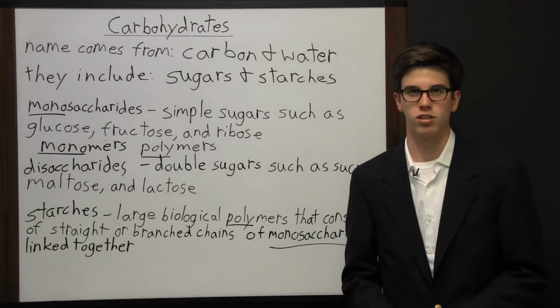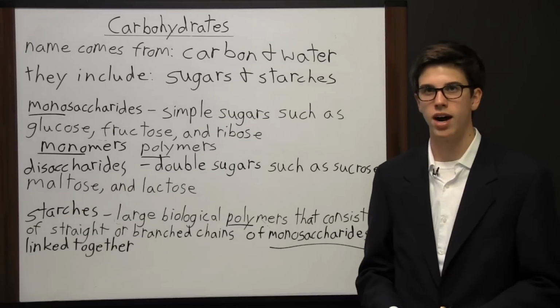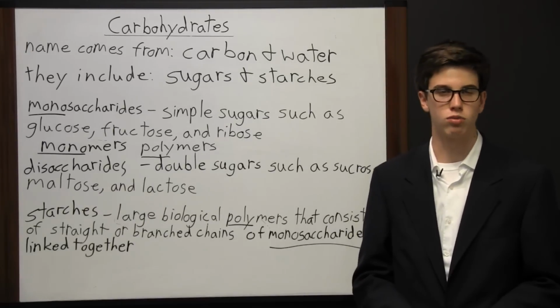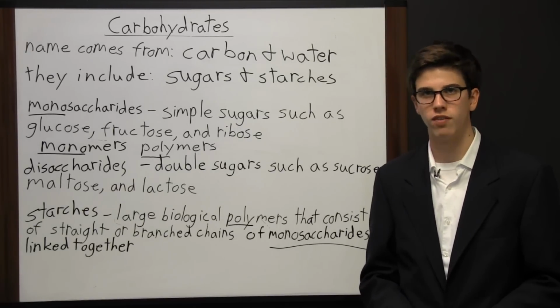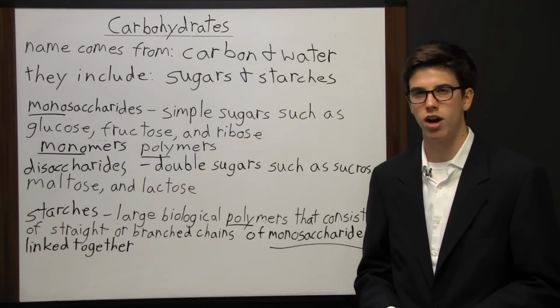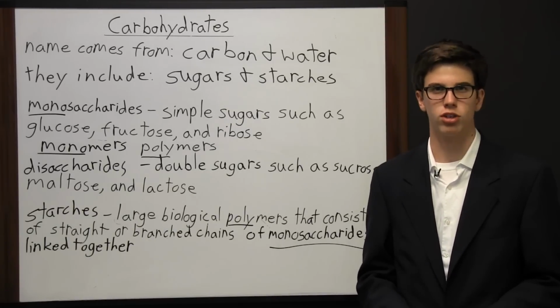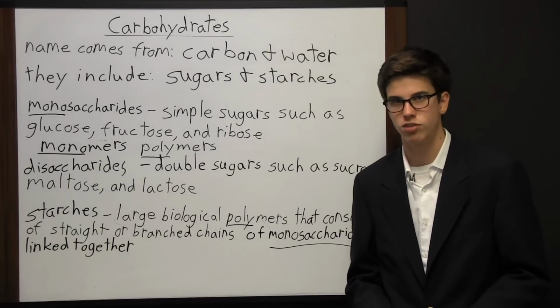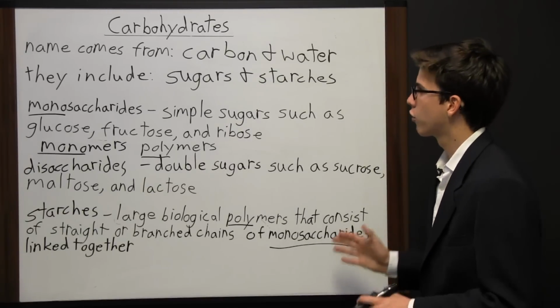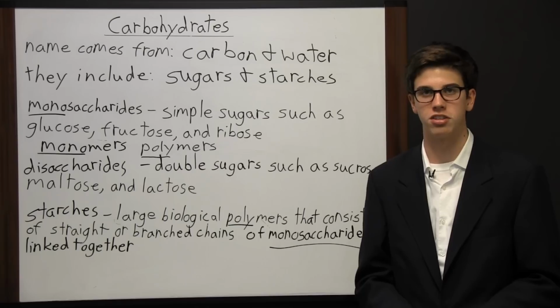Now, in complex sugars, the monosaccharide monomers combine by condensation reactions where water is removed in the form of a hydrogen atom from one monosaccharide and a hydroxyl group from an adjacent monosaccharide. So that's a look at the 3 types of carbohydrates.